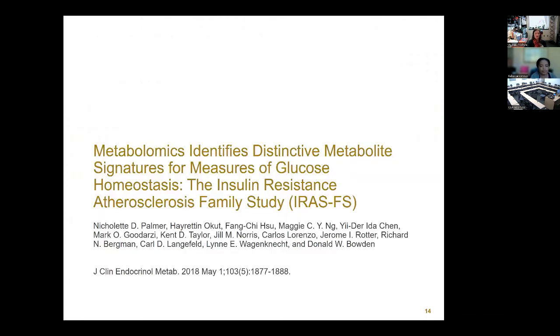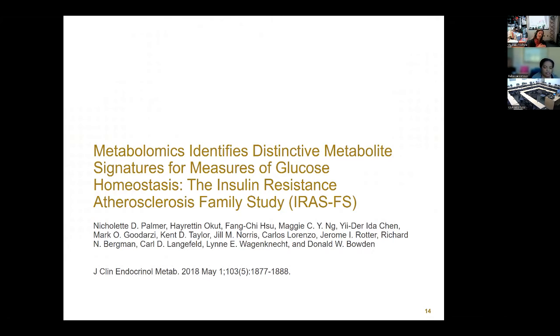So the first thing that I want to talk about in terms of actual results and research we've done is our work that really began with a publication in 2018, where we used metabolomics to identify distinct signatures of glucose homeostasis using our Iris family study population. The goal of this study was to provide a comprehensive survey of the metabolomic signature of dynamic measures of glucose homeostasis using metabolomic profiling in our Mexican American participants.